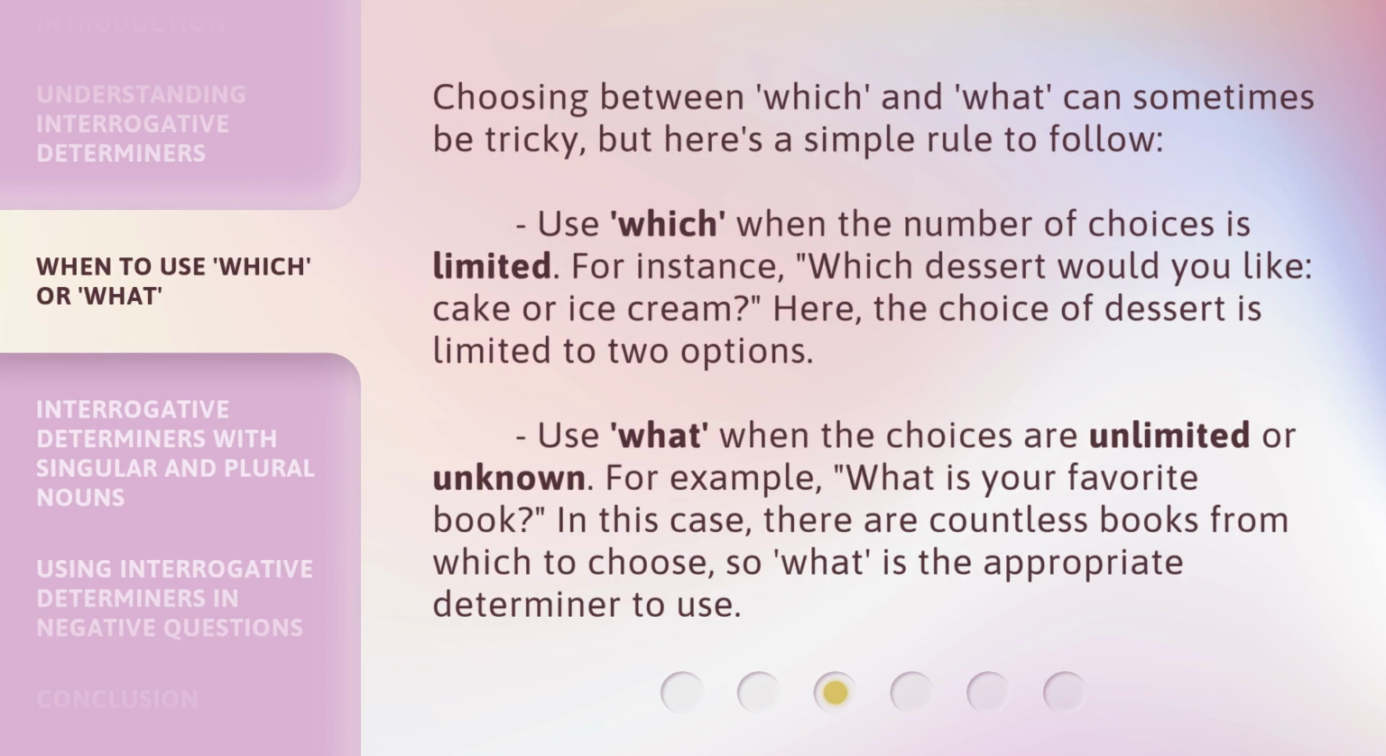Choosing between which and what can sometimes be tricky, but here's a simple rule to follow. Use which when the number of choices is limited. For instance, which dessert would you like, cake or ice cream? Here, the choice of dessert is limited to 2 options. Use what when the choices are unlimited or unknown. For example, what is your favorite book? In this case, there are countless books from which to choose. So, what is the appropriate determiner to use?